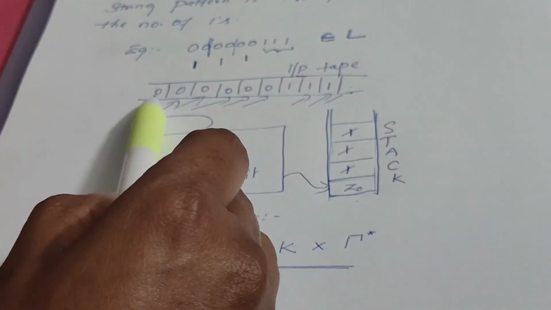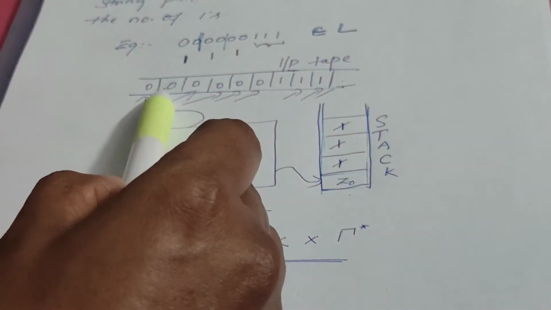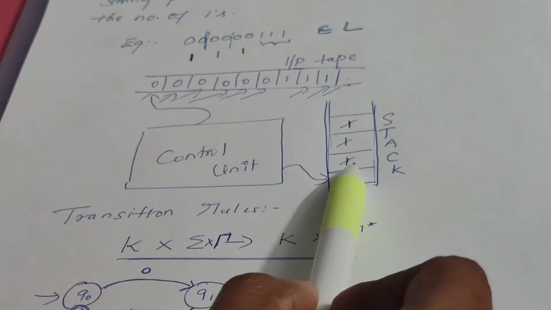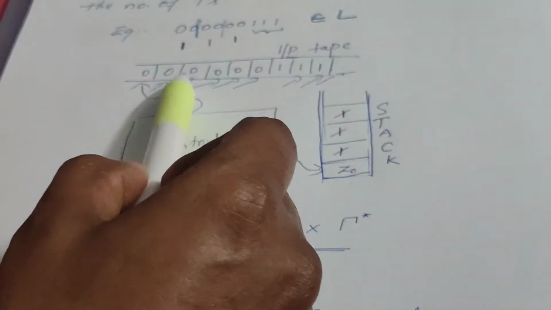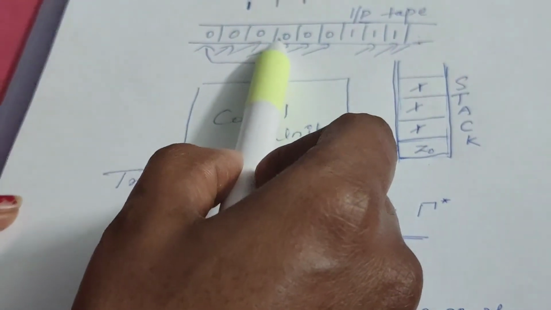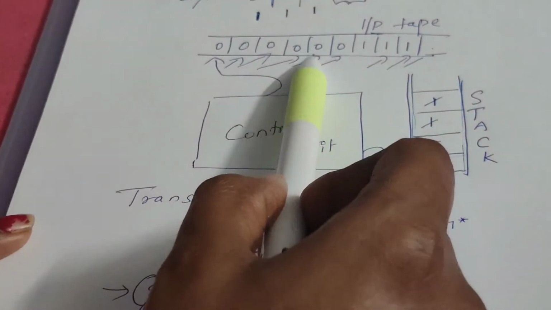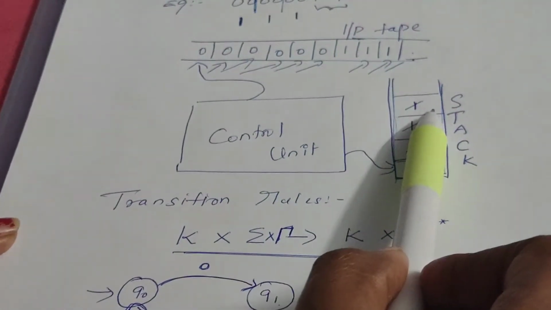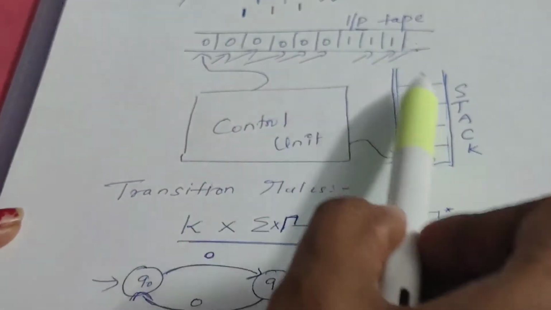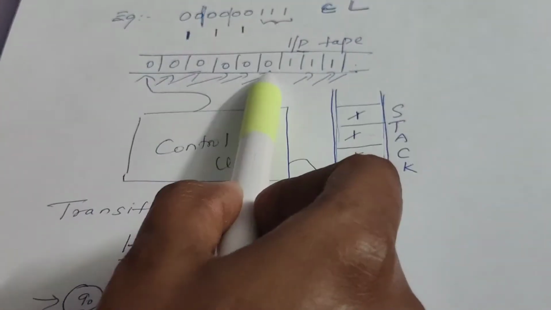When it reads the first zero, no operation on the stack. When it reads the second zero, 1 gets pushed onto the stack. When it reads the third zero, no operation on the stack. When it reads the fourth zero, that is the even number of zero, 1 gets pushed onto the stack. When it reads the fifth zero, no operation. When it reads the sixth zero, 1 gets pushed onto the stack. Now PDA finished reading all the zeros.